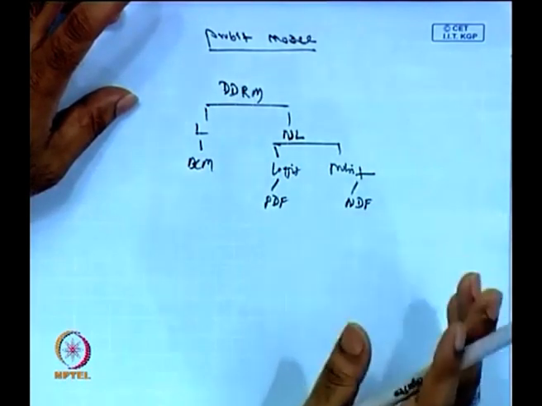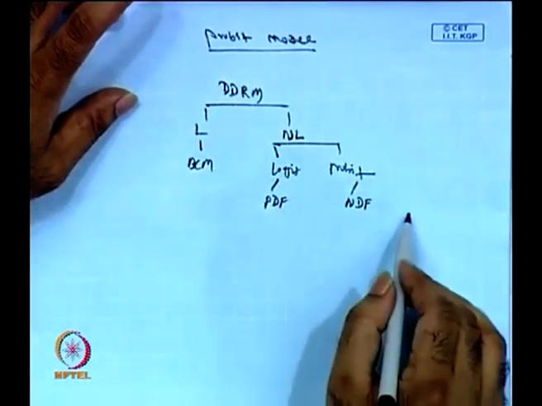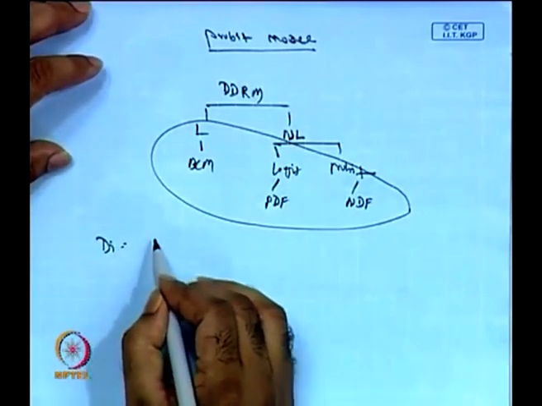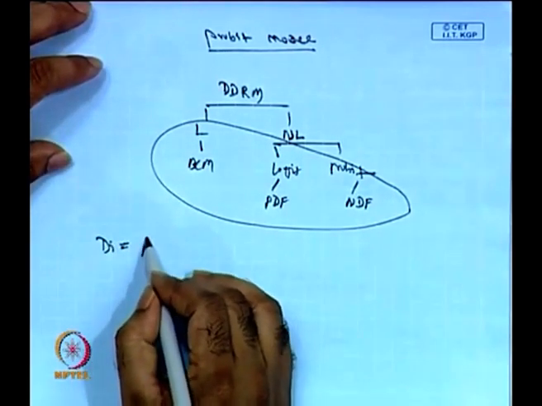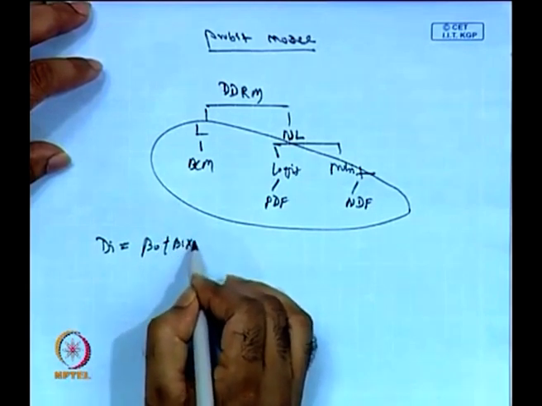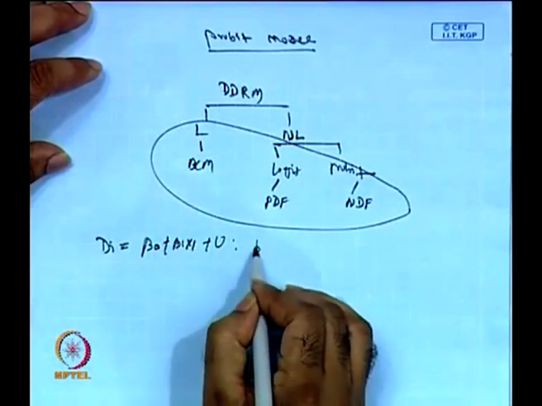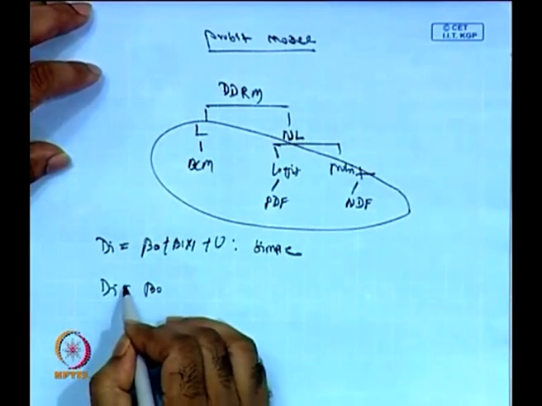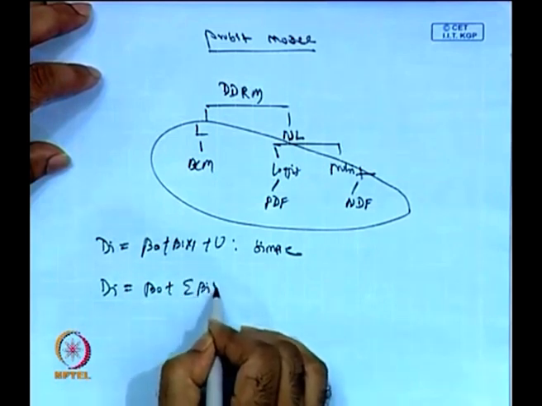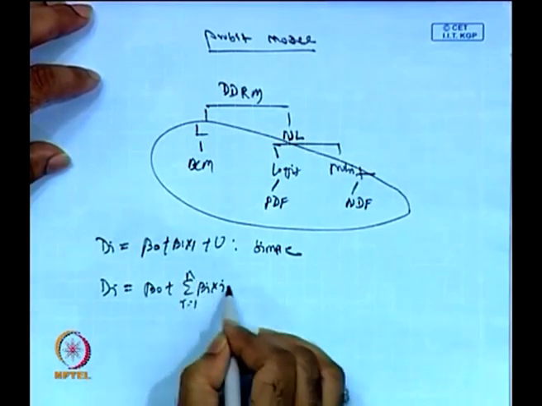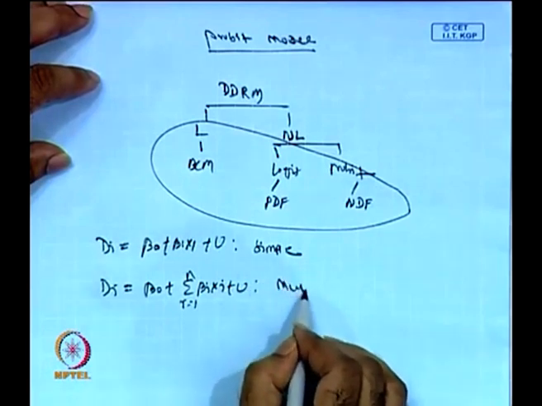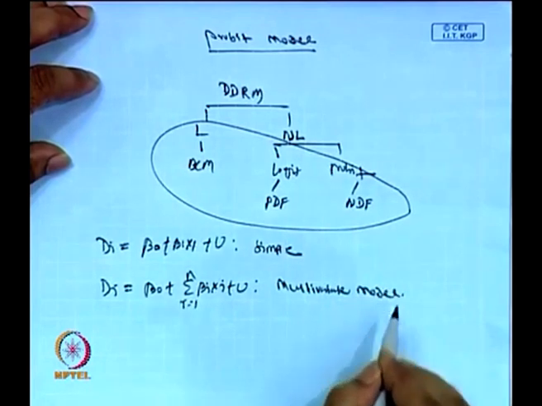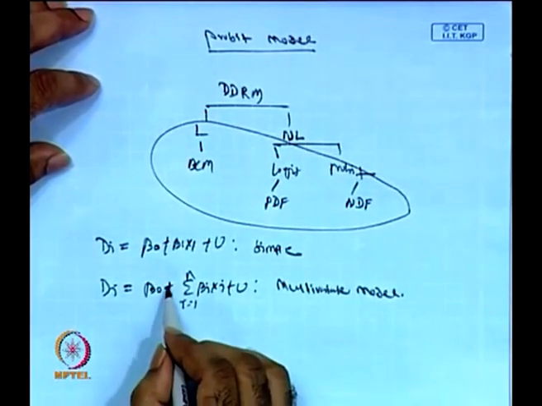So ultimately if you integrate all these three, the setup is like this: di equal to beta 0 plus beta 1 x 1 plus u. This is the simple model, and di equal to beta 0 plus summation beta i x i, i equal to 1 to n, plus u. This is for the multivariate model. Okay.